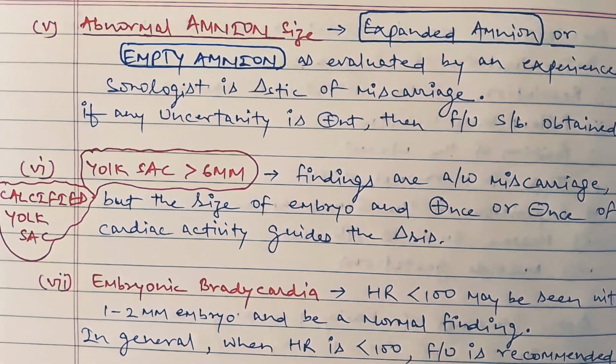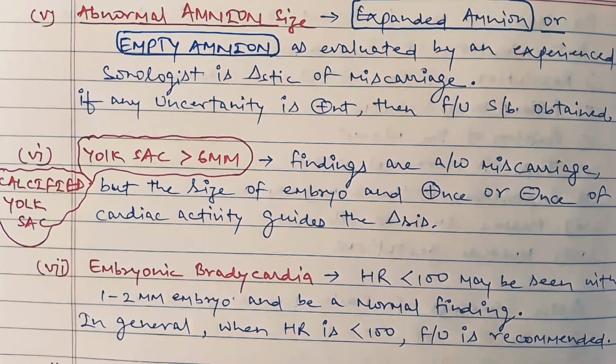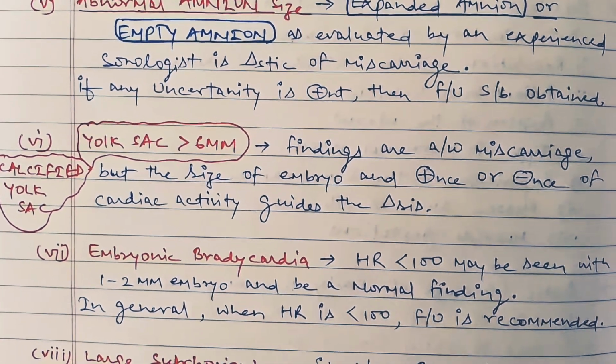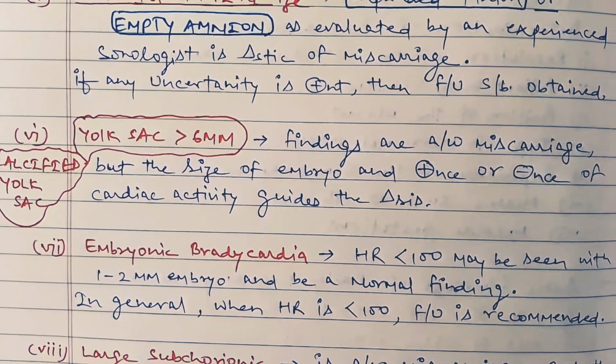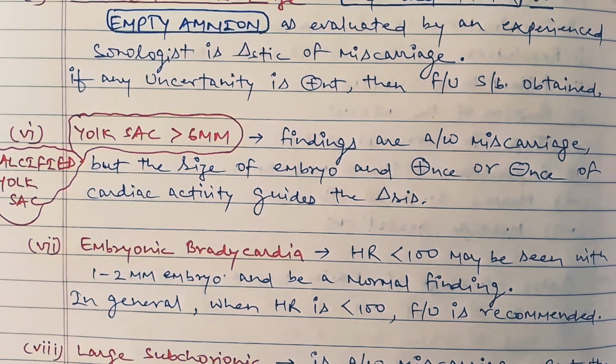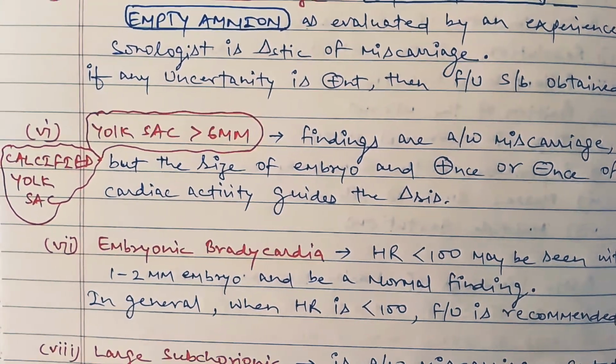Sixth, that is yolk sac, it is more than 6 mm. These findings are associated with miscarriage, but the size of embryo and the presence or absence of cardiac activity guides the diagnosis, or it can be defined as calcified yolk sac.